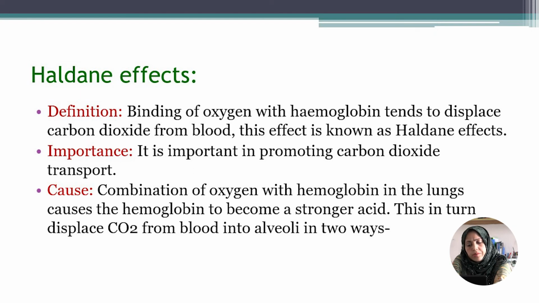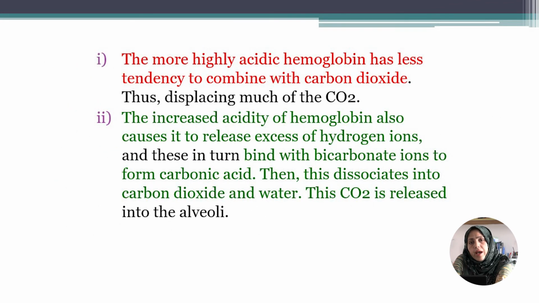Combination of oxygen with hemoglobin in the lung causes the hemoglobin to become a stronger acid, and this in turn displaces carbon dioxide from the blood into the alveoli in two ways. The more highly acidic hemoglobin has less tendency to combine with carbon dioxide, thus displacing much of the carbon dioxide.